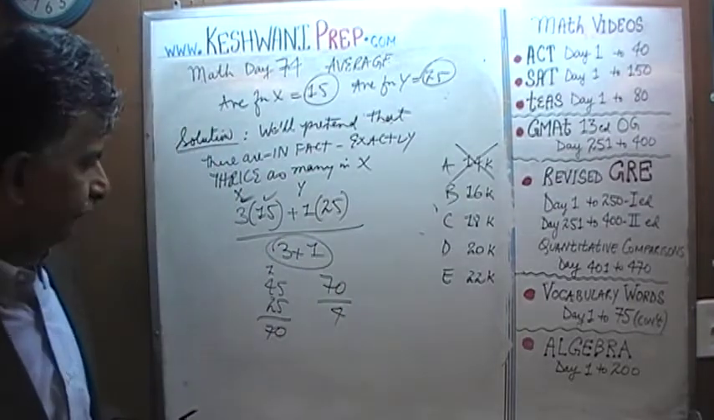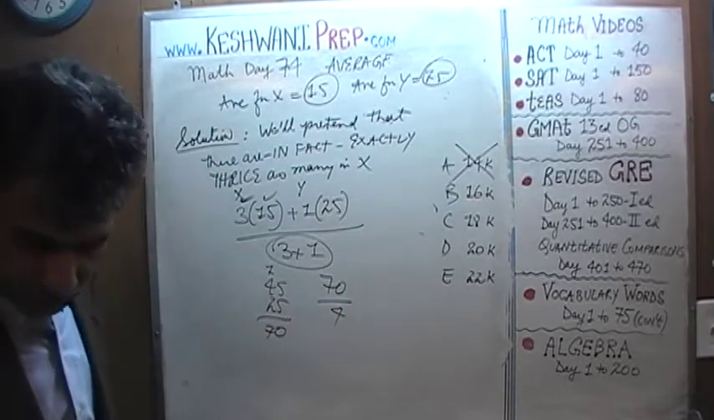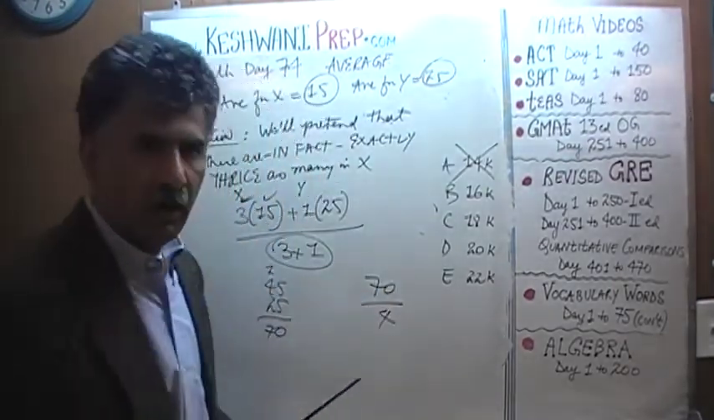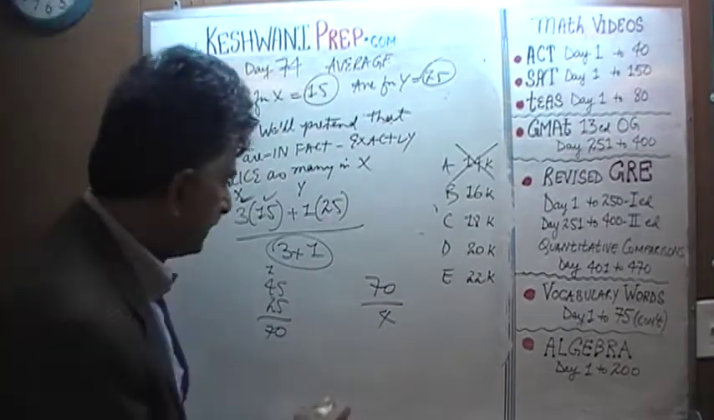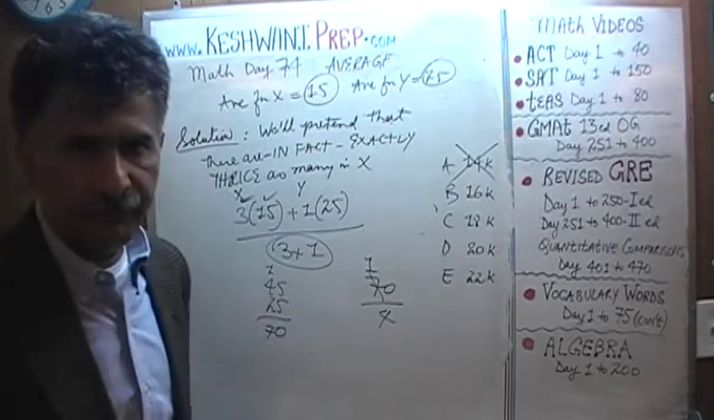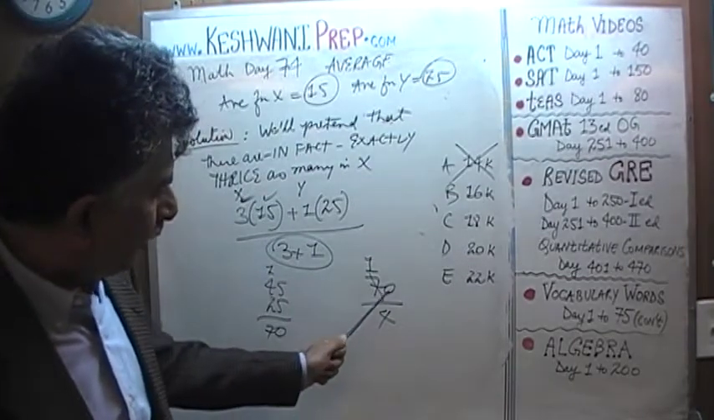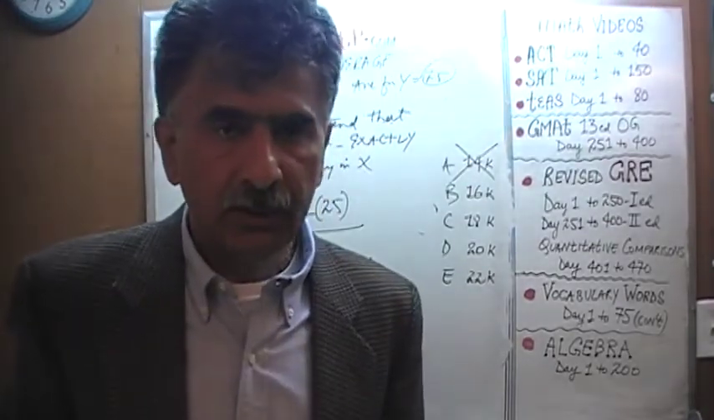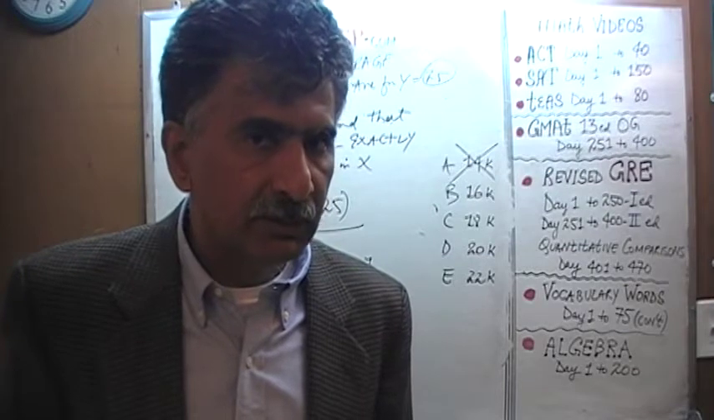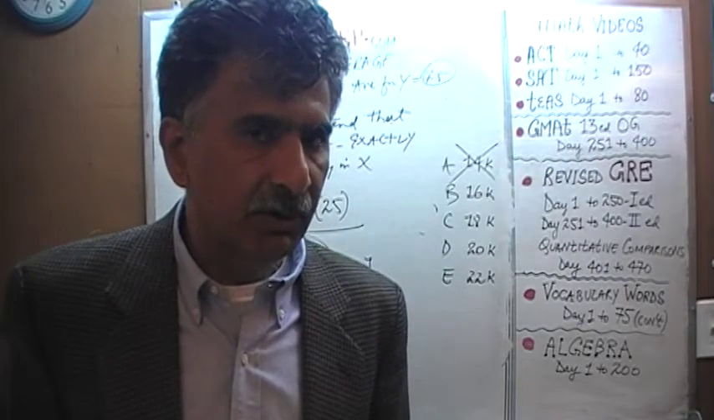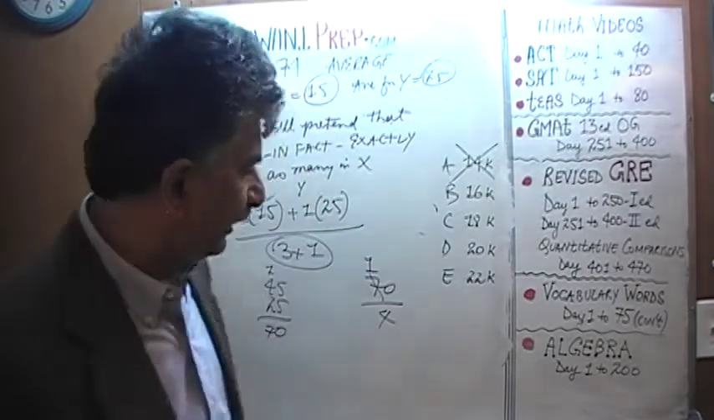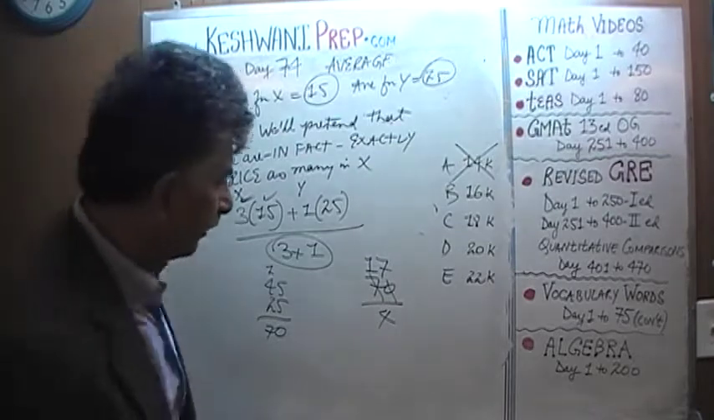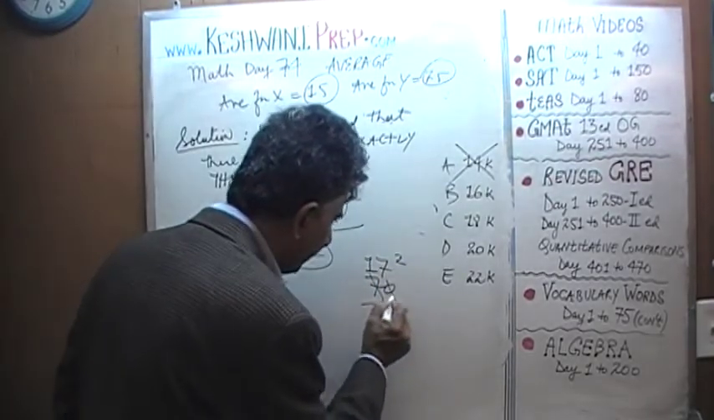70 divided by 40. How many 4s does 7 have? 7 has 1 4. The remaining 3 goes and joins the 0, becomes 30. And 30 has how many 4s? 7 4s are 28. It's very important that we know our timetable. Well, we have 30, so we have a remainder of 2. That remainder of 2 is being divided by 4.